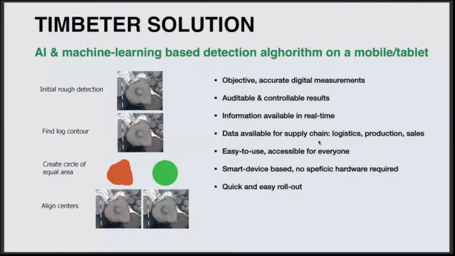So we provide objective, accurate digital measurements, with auditable and controllable results by your cooperation partners or auditors. Information is available in real time in the application and in our cloud-based storage module. Data is available for all the parts of the supply chain: logistics, production, and sales. It's very easy to use, accessible for everyone.